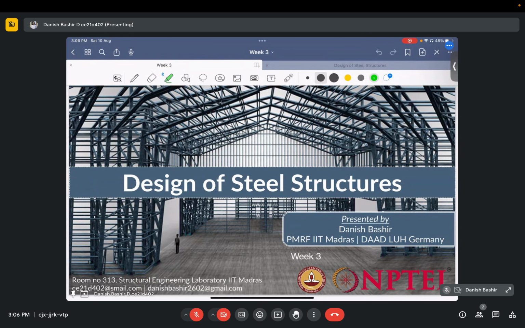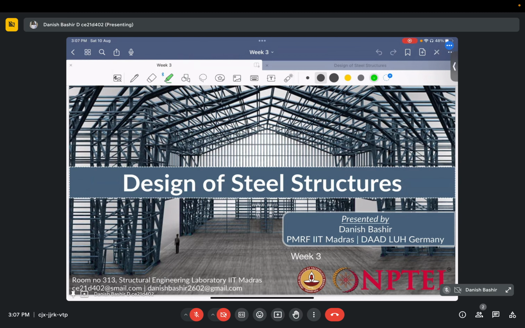In the last couple of weeks, we saw the introduction to the design of steel structures, and some of the important aspects like the assumptions, the design codes, the different types of loads, and how to calculate them. In last week's lecture, we also saw the introduction to connections: riveted connections and bolted connections.